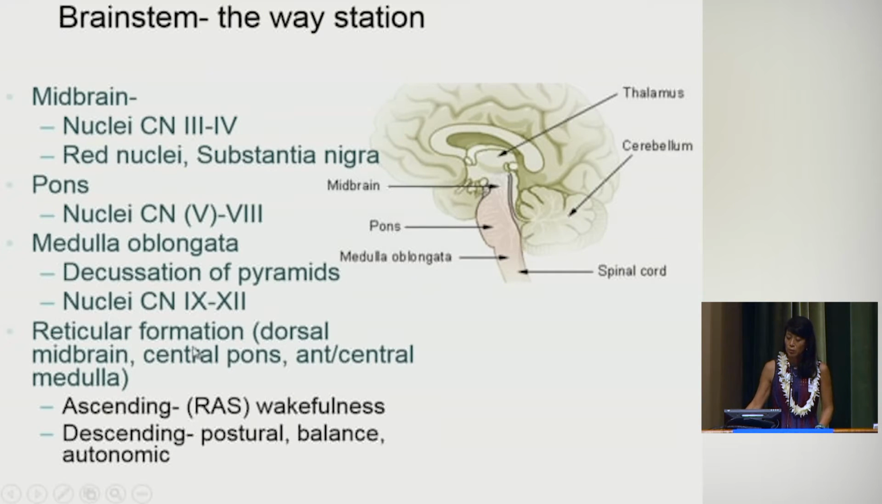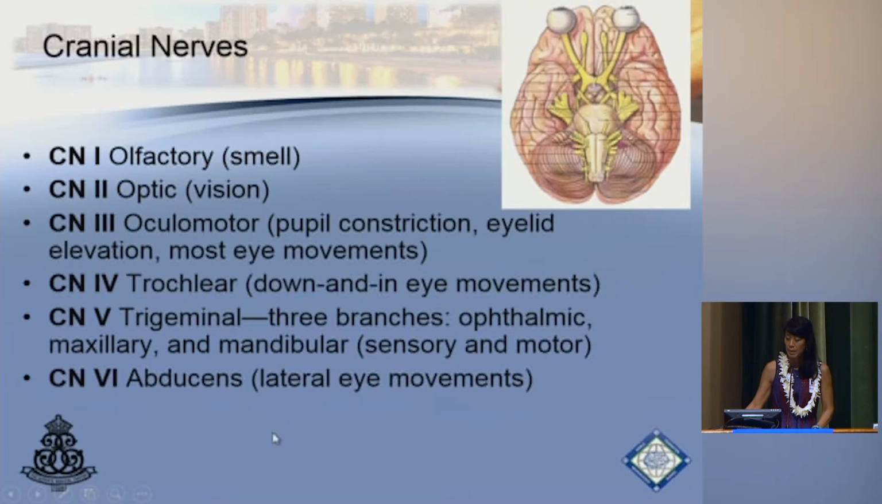And then the reticular formation. So if someone's not awake and you're evaluating your patient and they're sleepy, we know that either they've got a bihemispheric lesion or something's going on with their reticular formation, which is in the dorsal midbrain, the central pons, and the anterior and central medulla. The ascending reticular activation is the wakefulness. The descending is postural imbalance.